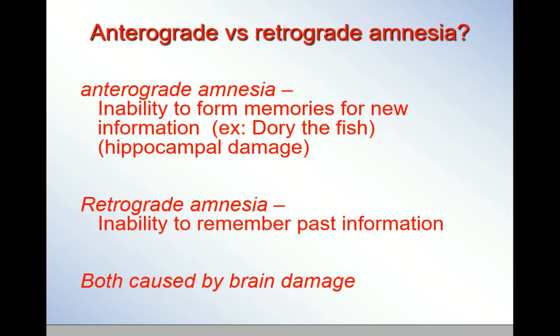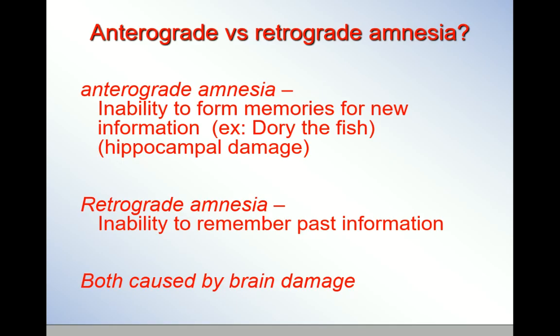All right, you need to know the difference between these two kinds of amnesia. There are more kinds, but here you've got anterograde amnesia, which is when you cannot form new memories, like Dory the fish, or 10-second Tom from the movie 50 First Dates. It's when you have hippocampal damage and you cannot form new information. Hi, my name's Tom. Oh, we haven't met. My name's Tom. That's anterograde amnesia.